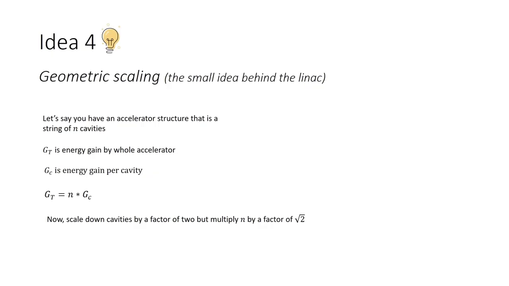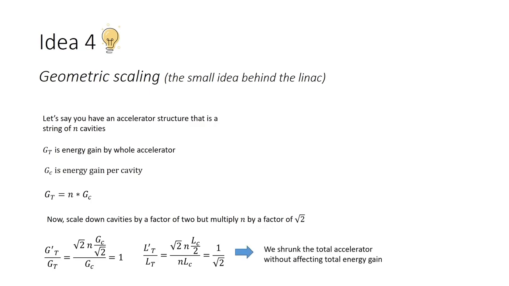We're just drawing a cartoon. And then you look at the total energy gained in the scaled version divided by the original version, and you see that that actually doesn't change. So we haven't changed the total energy gain. And then if you look at the length of the scaled version compared to the length of the original version, you see that we have actually shrunk it. So we shrunk the total accelerator without affecting the total energy gain. In other words, we have an efficiency singularity.